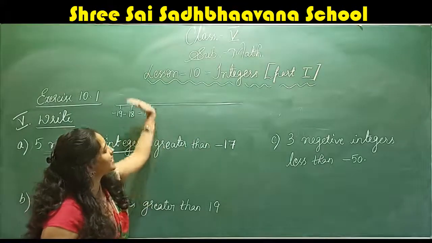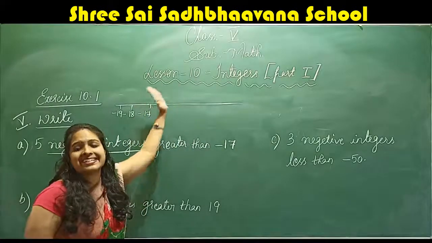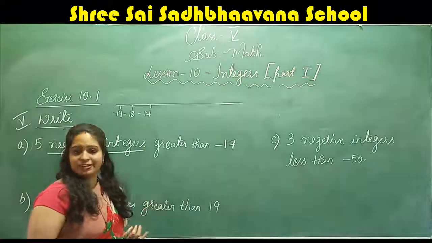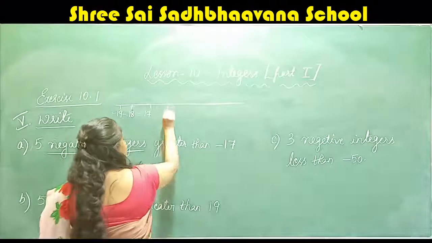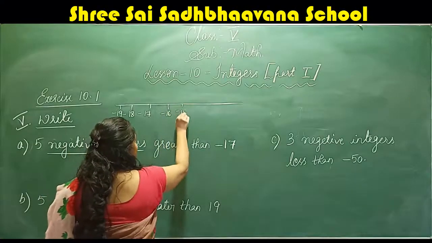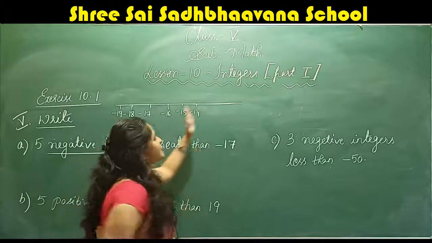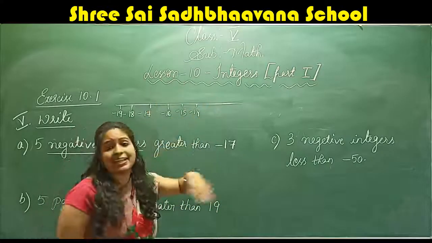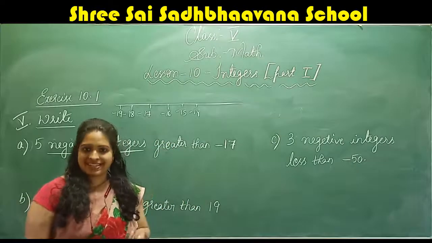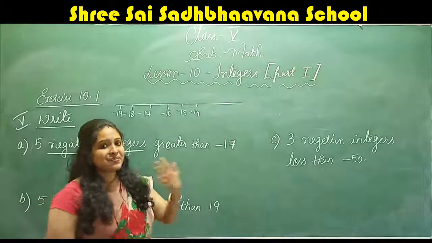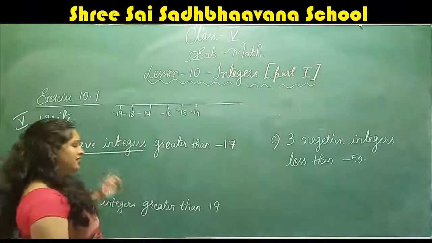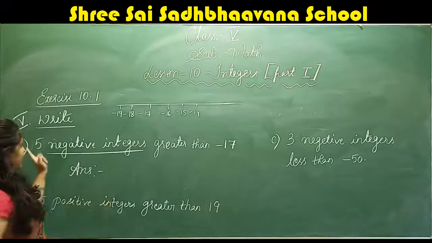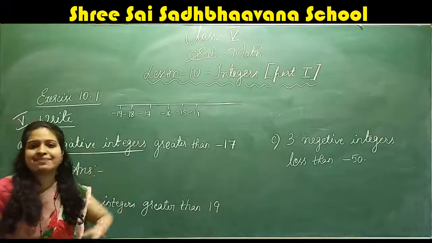Greater means we have to write the number which is to the right side of minus 17. Which numbers will appear on the right side of minus 17? Nothing but minus 16, minus 15, minus 14 and so on. On the right side of minus 17 you will find the numbers, the integers, which are greater than minus 17. So which numbers can we write for the 5 negative integers greater than minus 17?